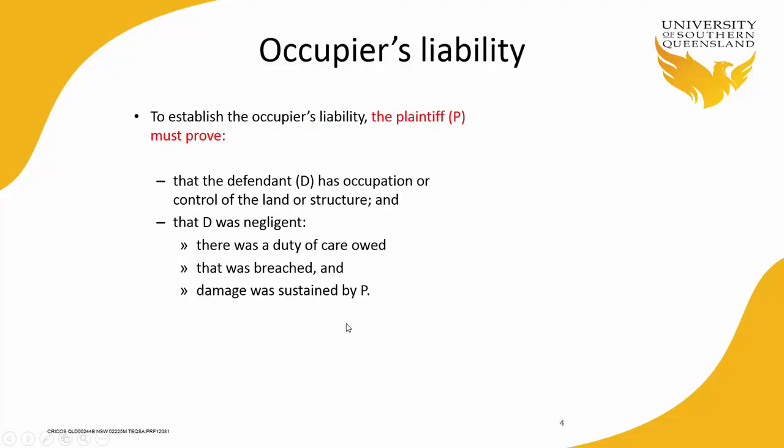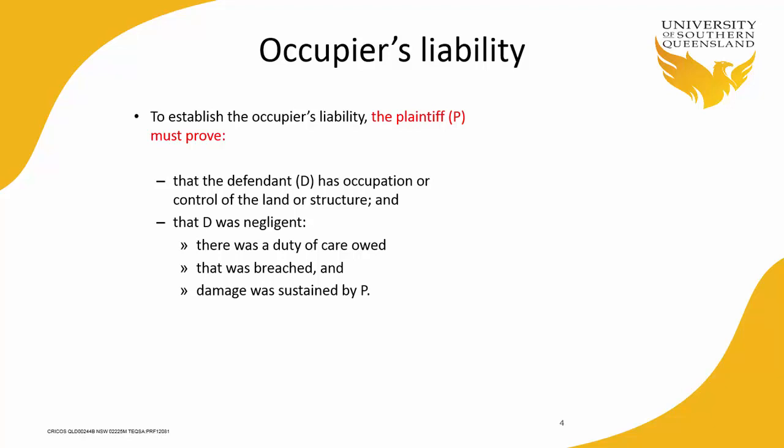Now, in order for us to establish occupier's liability, we will have to go through the following analytical structure, and this is given to us pretty much the same way that we do negligence. So occupier's liability is just one of the precedents where we don't have to argue the existence of a duty of care, because that has been already established through precedent.